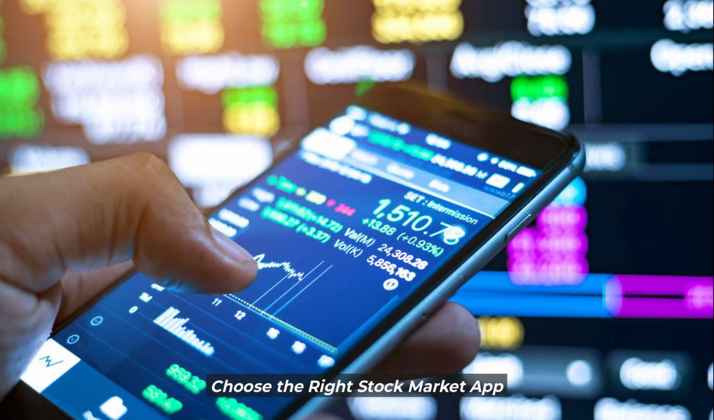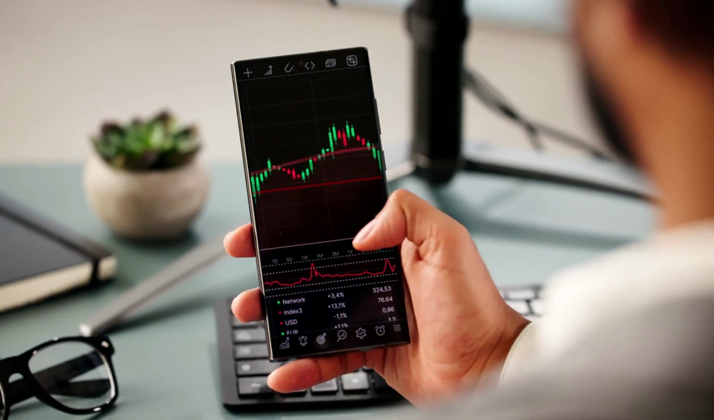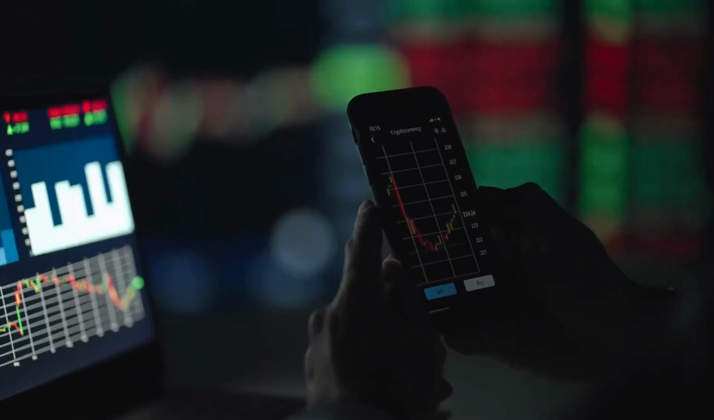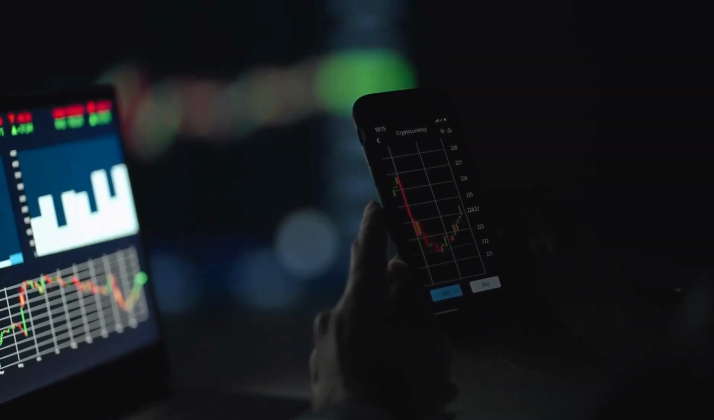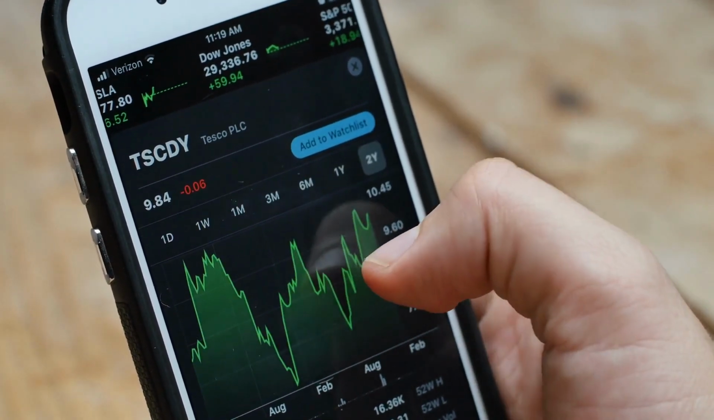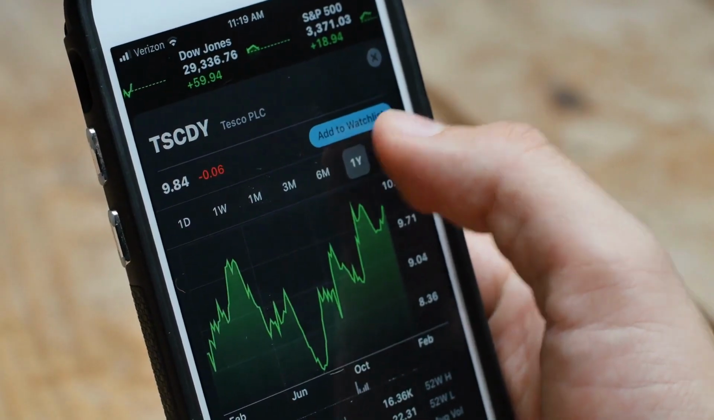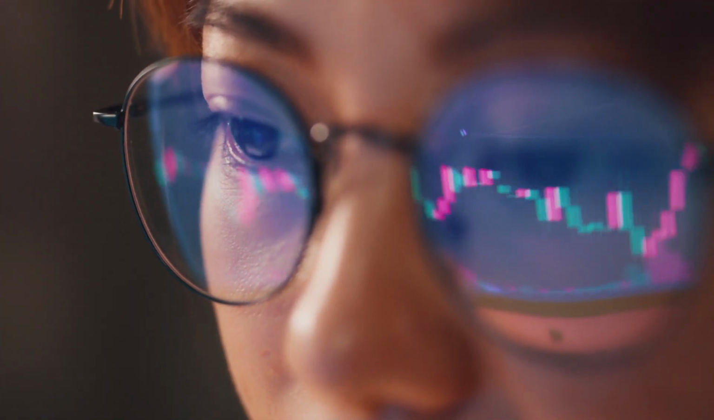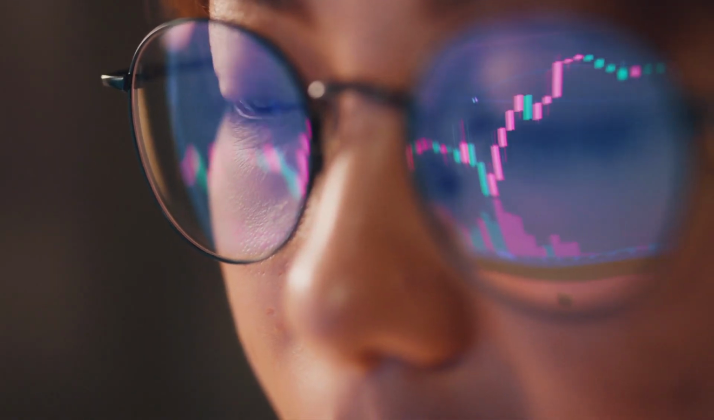Choose the right stock market app. Not all trading apps are created equal. Your choice of platform can make or break your investment success. Look for apps with zero commission fees like Robinhood, Webull, or Fidelity. These platforms eliminate the traditional $7-10 per trade fees that used to eat into profits.